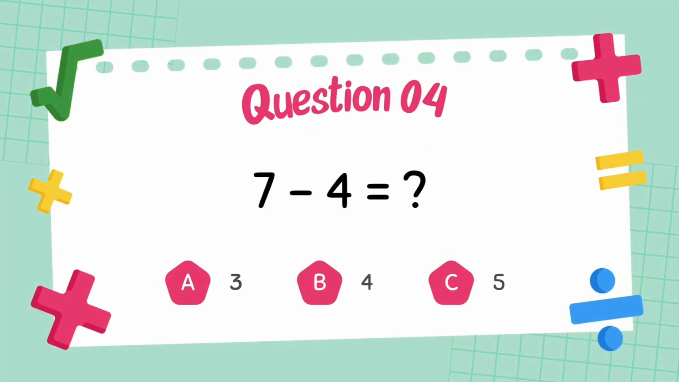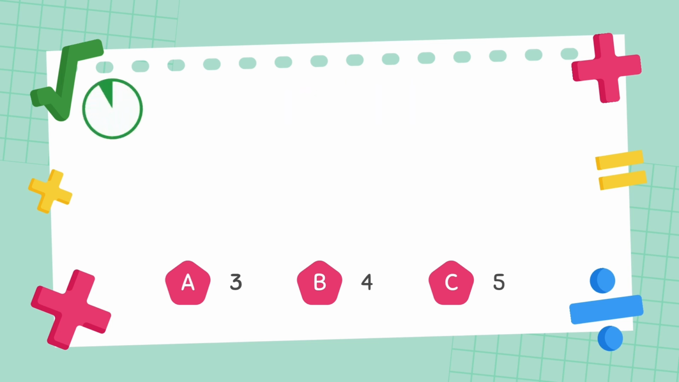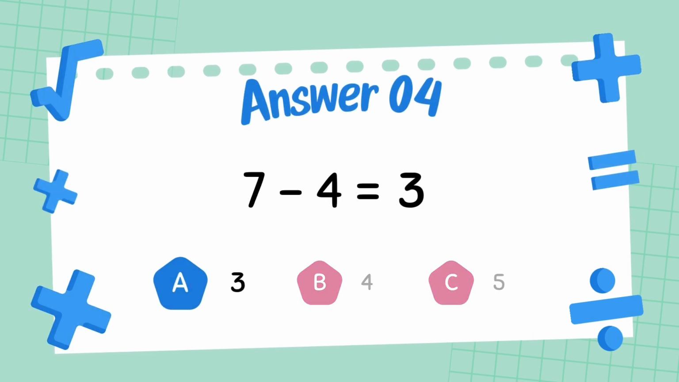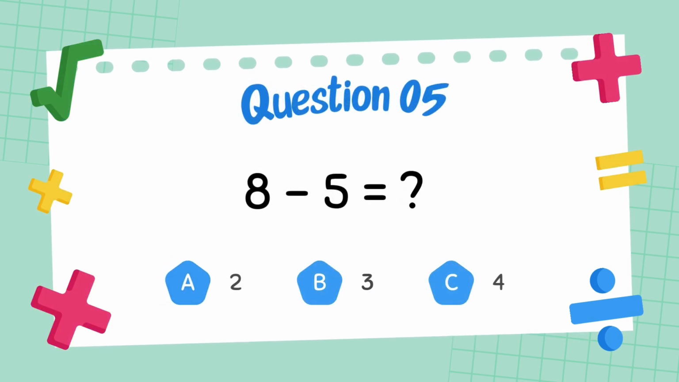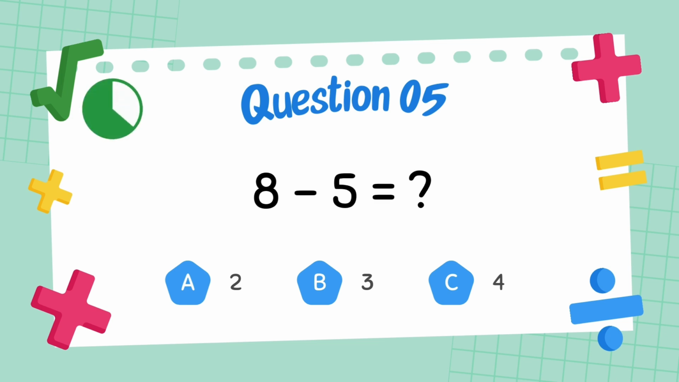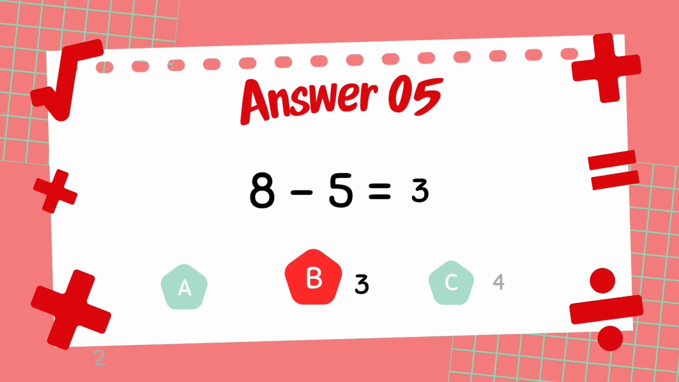What is 7 minus 4? The answer is 3. What is 8 minus 5? The answer is 3.